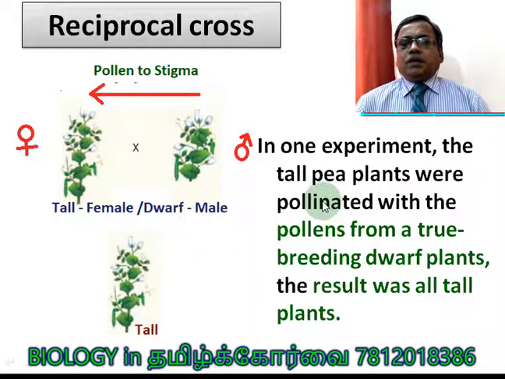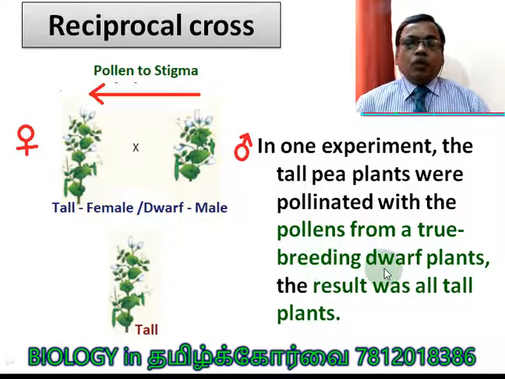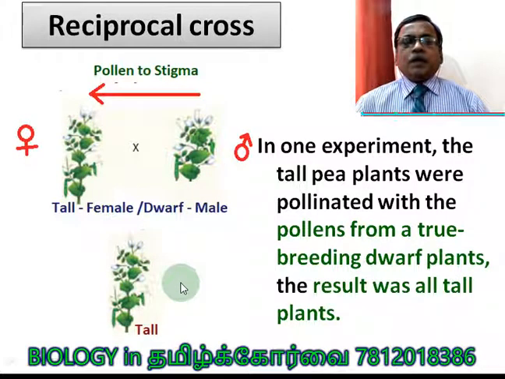In one experiment, the tall pea plants were pollinated with the pollens from the true breeding dwarf plants. What is a true breeding dwarf plant? In video 1, I told you, if self-pollination is done for many generations with respect to one character, we will be getting only that particular trait for n number of generations. It is pure for the particular trait or variation. That is called true breeding varieties. So when these two breeding varieties are crossed, we are getting the tall plant.